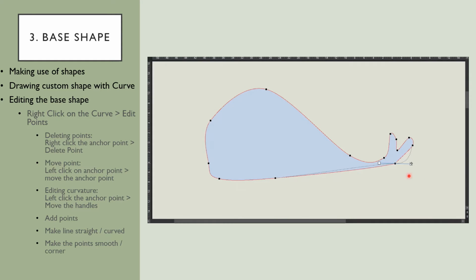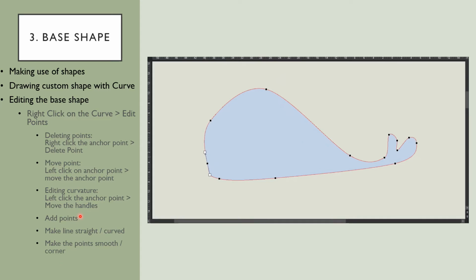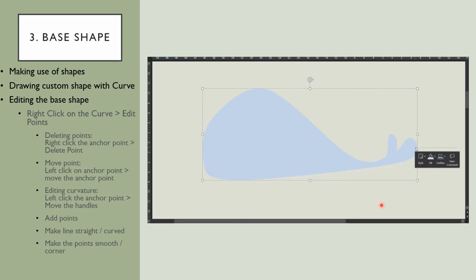Here I'm just dragging and changing the position of the points, as well as making adjustments to the curvature, how the lines are curving for this custom shape I've created. I can also make further edits, which I didn't really make use of here. I can choose to add more points to my shape, not just delete them. I can also choose to make some of the lines straight. I have the options to do that.